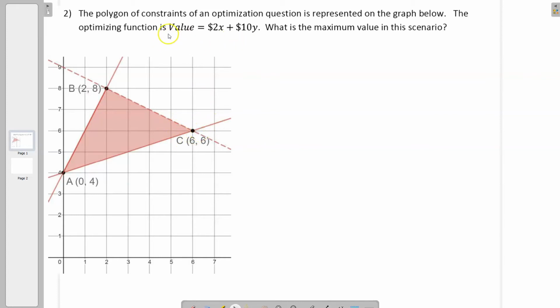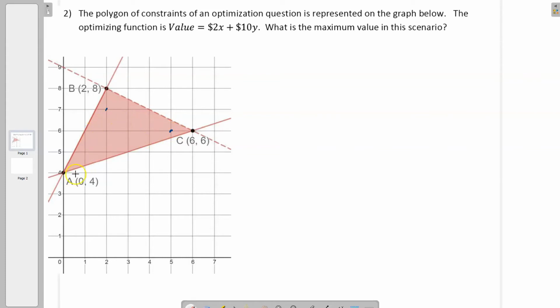So we're given a value statement here, which is 2x plus 10y is equal to the value. And then we're asked to find the maximum value in this scenario. So in order to do that, however, we have to work not with the points that are on the dotted line, but with points that are as close as possible to that dotted line. So we look at this graph, and we can see that the point 2, 8 is on the dotted line, so the next closest point to it is over 2 up 7. And similarly here, we've got a point 6, 6, and we can instead choose 5, 6 as the points.